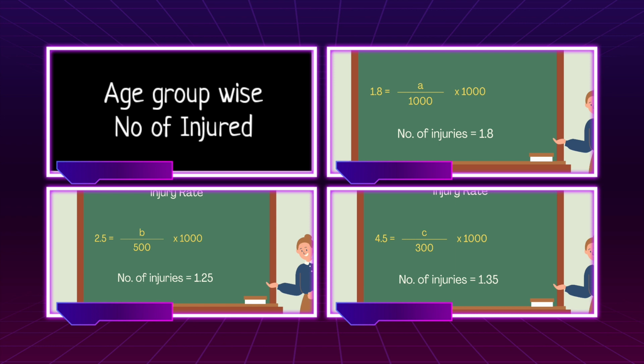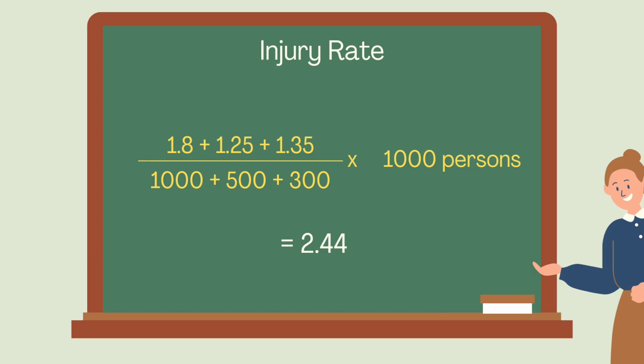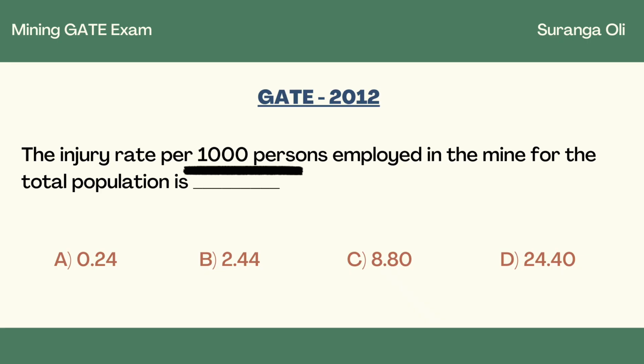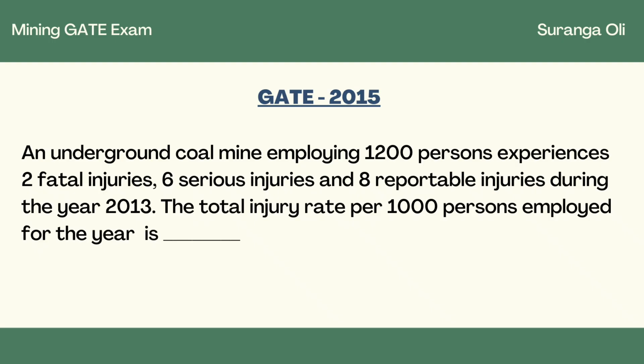Now we have the total number of persons injured in each age group, and we also have the total number of persons employed in each age group. Substituting these values in the formula and multiplying by 1000, because in the question they have asked for the total injury rate for 1000 person. On solving, we are getting 2.44. Now let us see an example from the GATE exam for mining engineers 2015.